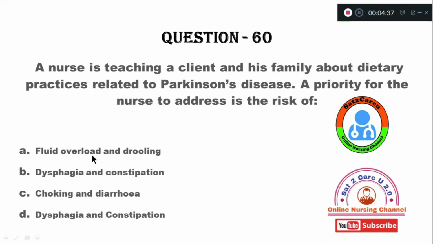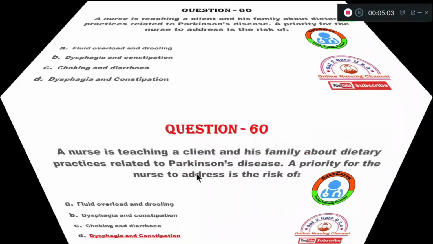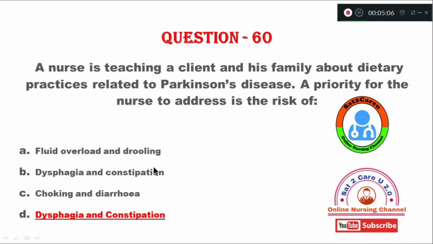Question number 60. A nurse is teaching a client and his family about the dietary practices related to Parkinson's disease. A priority for the nurse to address is the risk for option A, fluid overload and drooling. Option B, dysphagia and constipation. Option C, choking and diarrhea. So there is only three options here. So the right answer is option B, that is dysphagia and constipation. These are the common complications associated with Parkinson's disease.